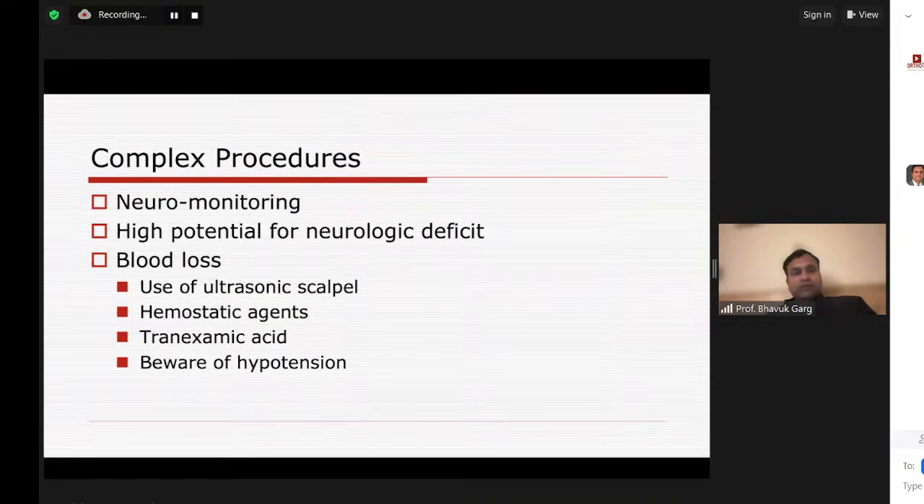So these are complex procedures. They have to be done under neuromonitoring control. They have a high potential of neurological deficit if not done properly. Blood loss is a major concern, and you should use every measure to minimize it.